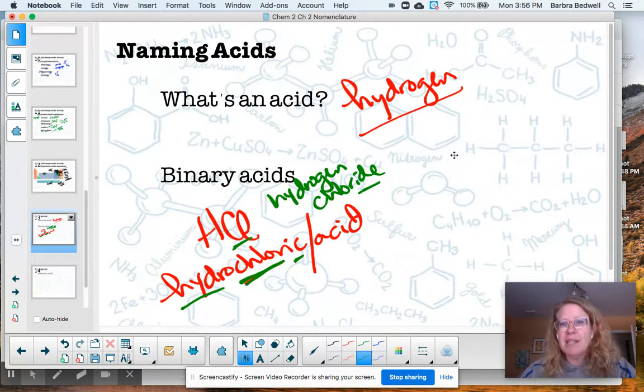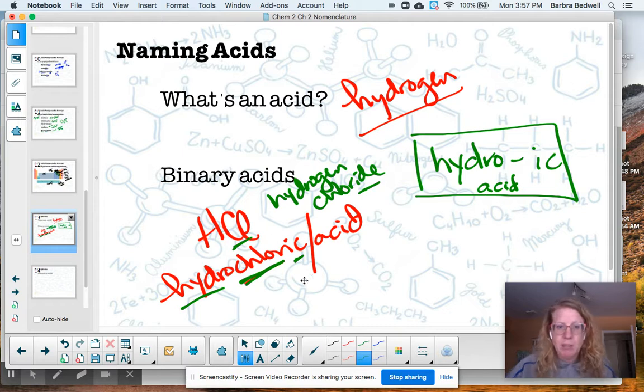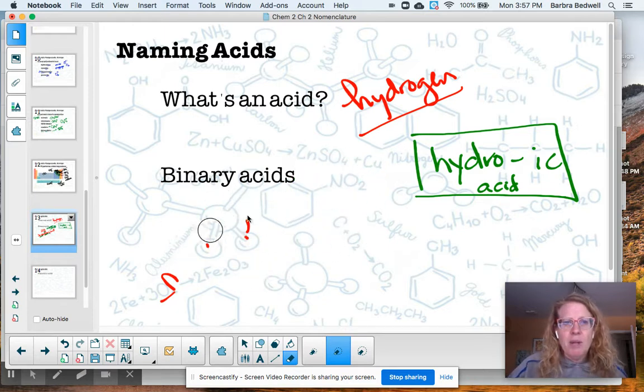So binary acids always start with the prefix hydro, always, and they always end with the suffix IC. Whenever you see hydro and IC, and then the word acid, the word acid kind of gives it away, that keys you into the fact that that is indeed a binary acid. Again, that hydro on the front is that number one hallmark that this is a binary acid. Hydro means binary in this particular case. And with all of the acids, we're going to change the endings a bit as well. So let me give you another example.